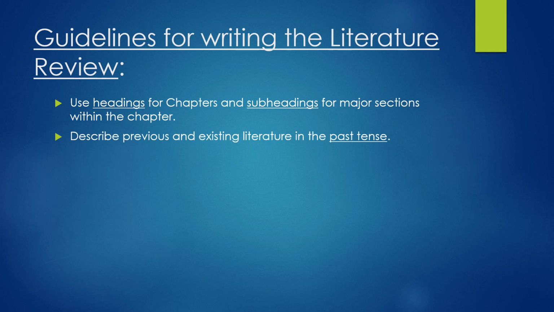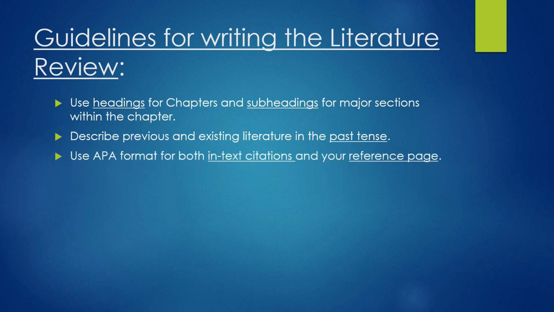Describe previous and existing literature in the past tense. Students frequently use present tense for the entirety of the paper, and when you're describing previous or existing literature, typically it's already been done. So of course, you'll use the past tense. That's something that students frequently need to learn.